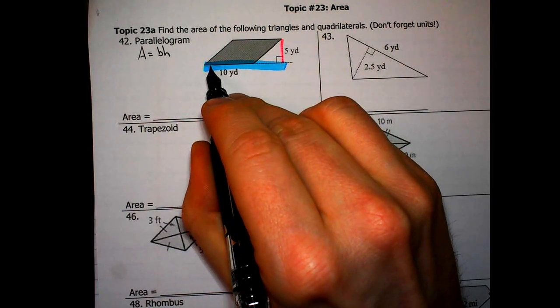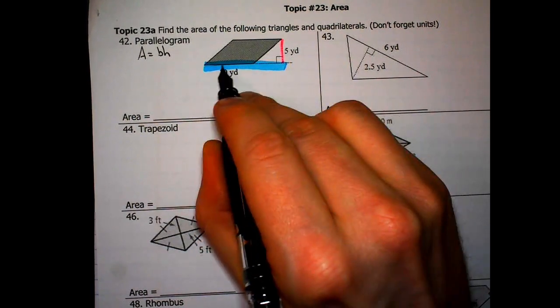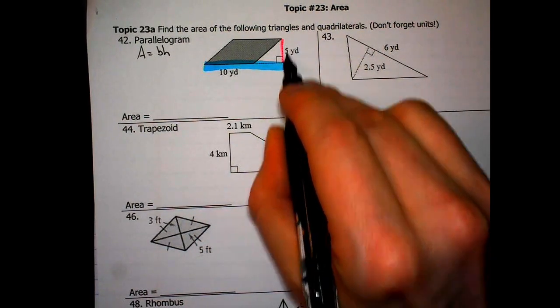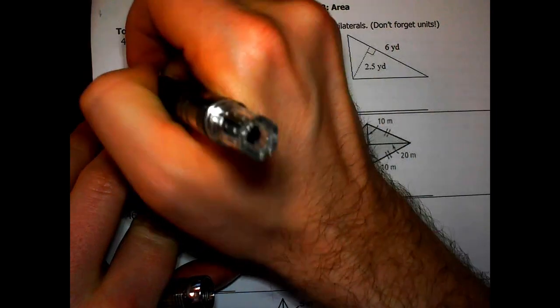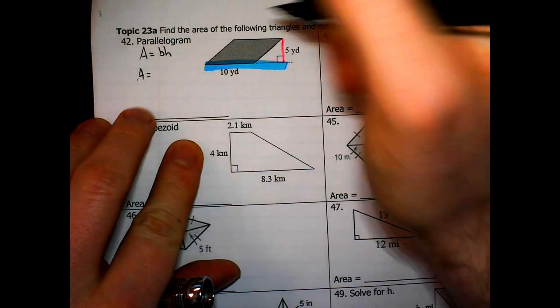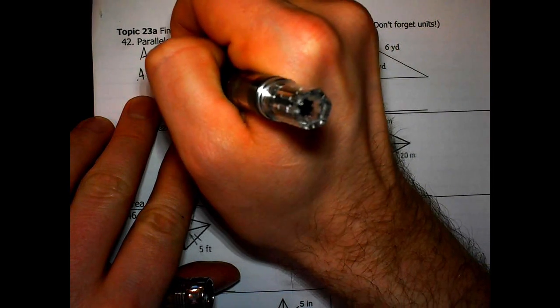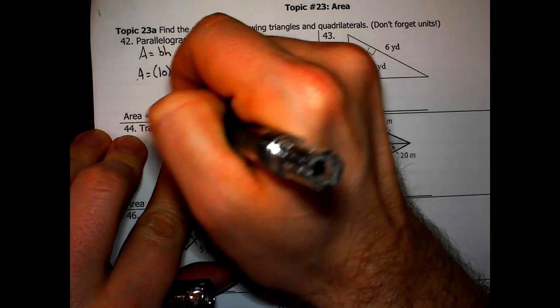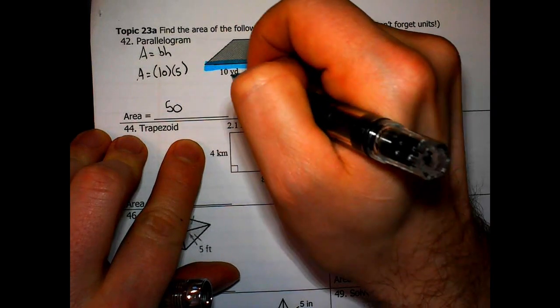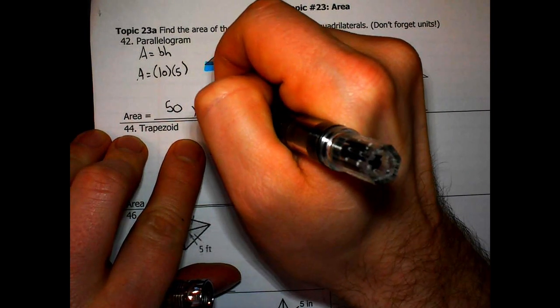Now I want to use the blue as my base because that's the actual side of the parallelogram, and perpendicular to it is my height of 5. So area equals base times height, 10 times 5. 10 times 5 would be 50. And don't forget our units. These are measured in yards, so this would be yards squared.